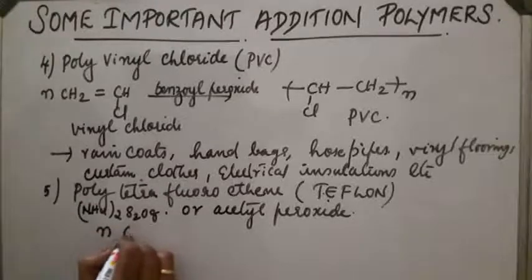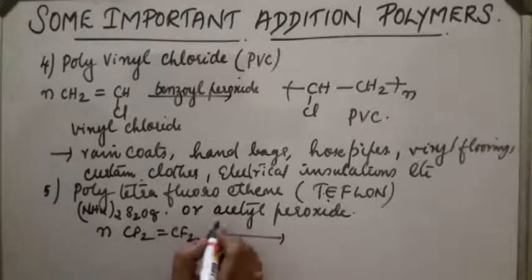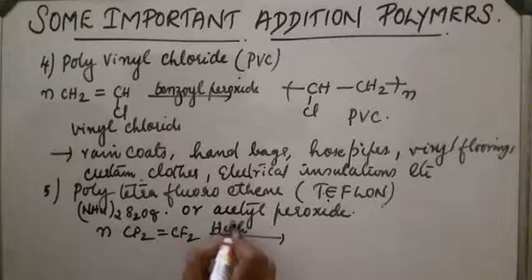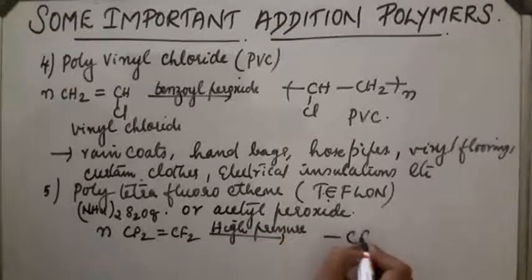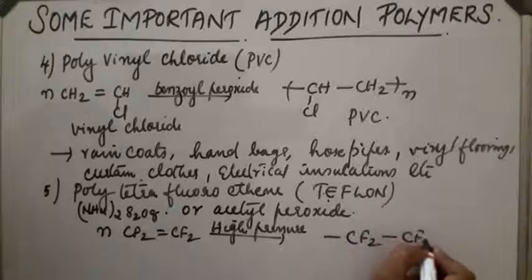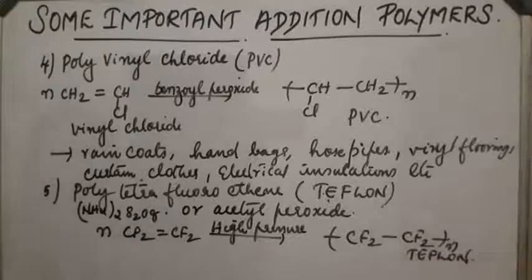See the reaction, CF2 double bond CF2, in the presence of any of these catalysts at high pressure. The product will be like this, CF2 CF2, n times. This is Teflon. Their important properties: they are inert and resistant to heat and chemicals.